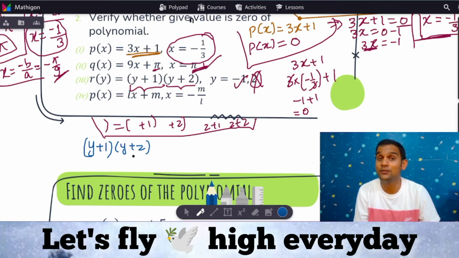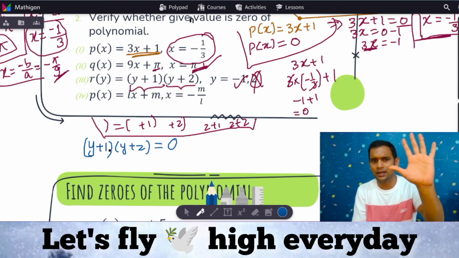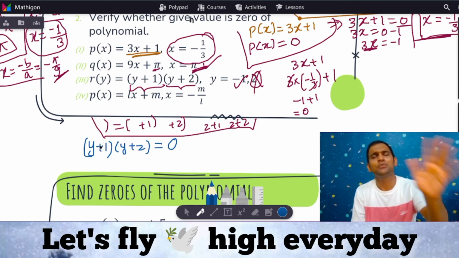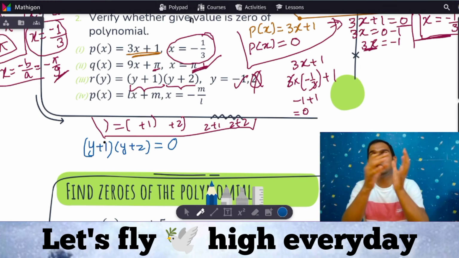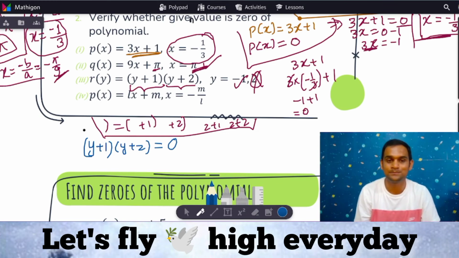Now, when we are trying to find the zero of this polynomial, this must be equal to 0. So what do we understand here? There are two numbers. y plus 1 is nothing but a number when we substitute the value of y. Or you can understand there are two expressions which, when multiplied to each other, result in 0.